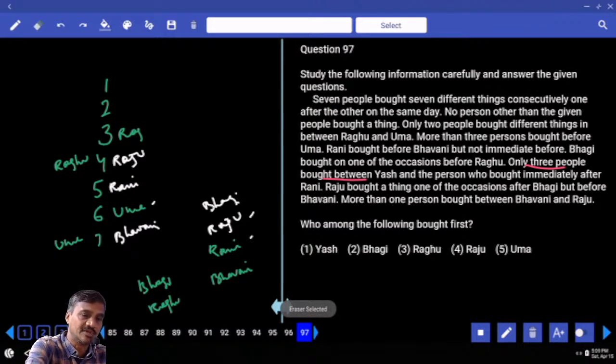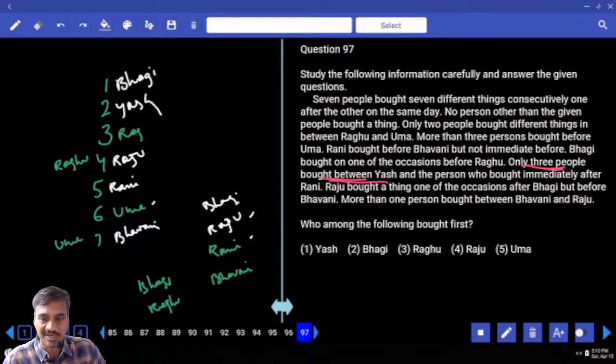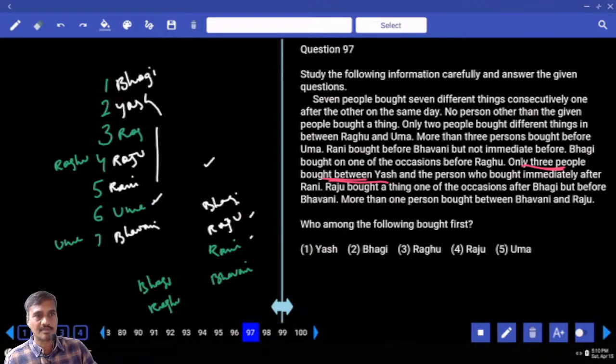As Bhagi cannot be here, Bhagi is here. Now who is the person? Yash is here. Then coming to this information: 3 people between Yash and the one who bought immediately after Rani. Immediately after Rani, Uma. Now between Yash and Uma, there are exactly 3 people. Now this is the final arrangement, and 97 to 100. Clear? Now this is about paper number 2. Done? Write down this arrangement.